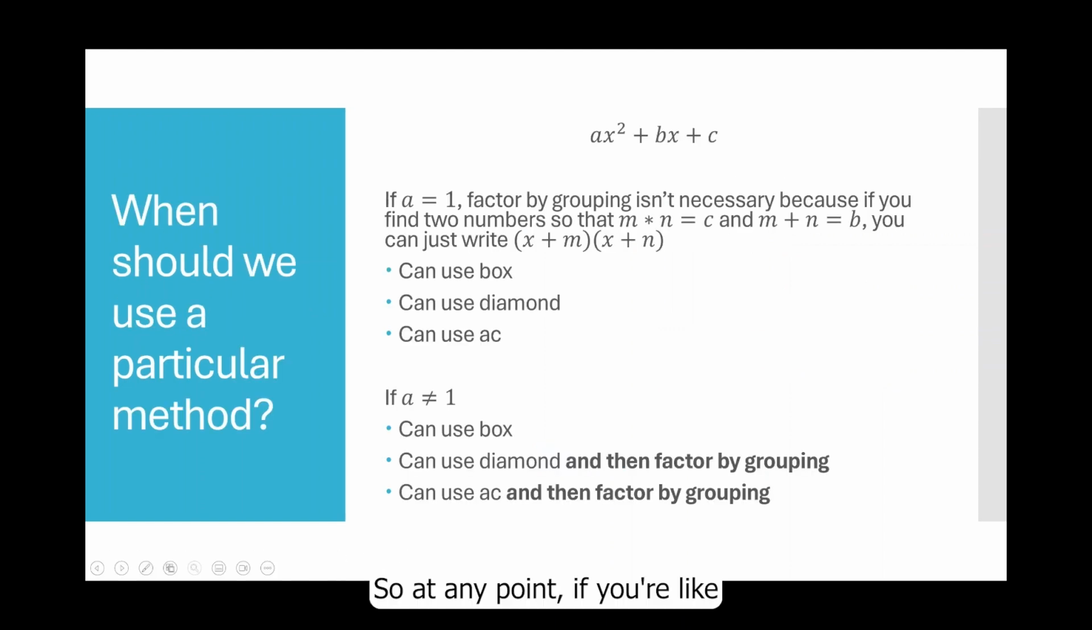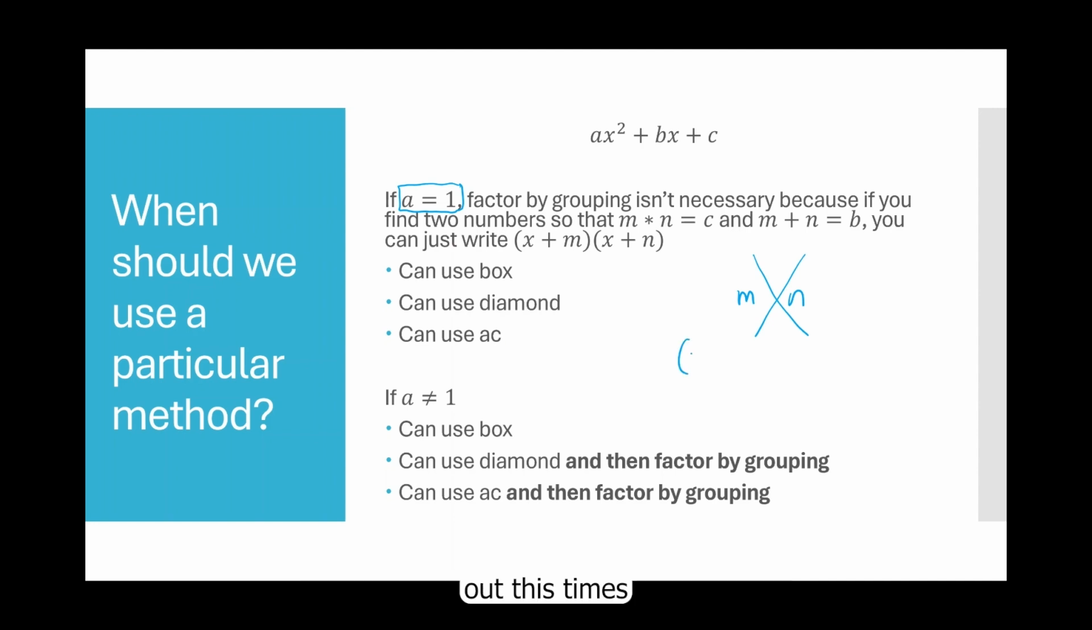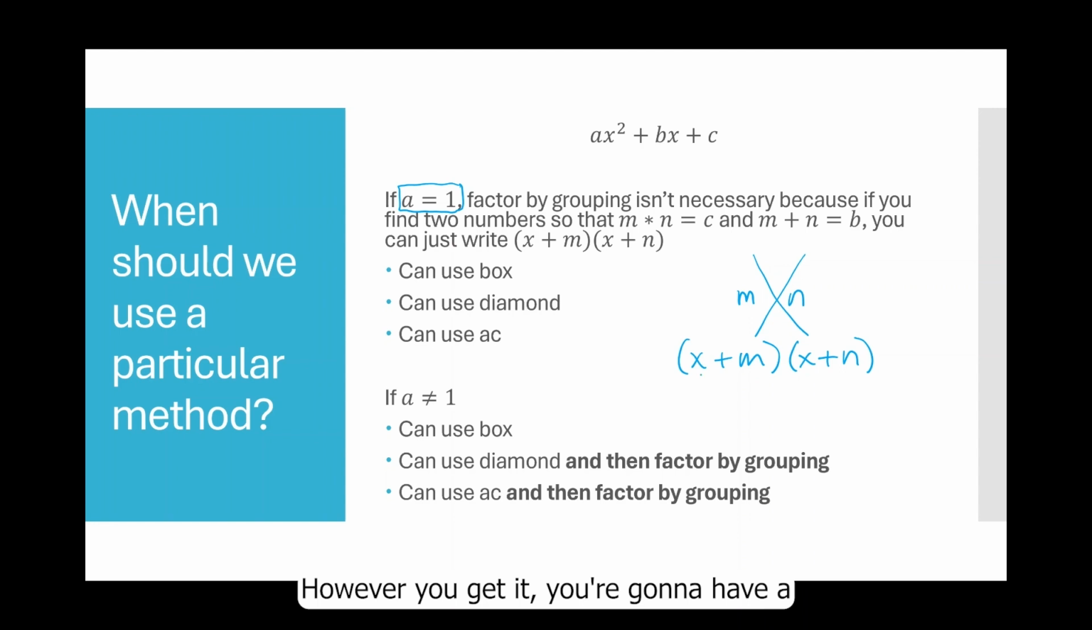So at any point, if you're not sure what method to use, you can always use whatever method you want, to be clear. But when your A equals 1, the box or the diamond or the AC are always going to give you these 2 numbers, and then you're going to write out this times this, right? However you get it, you're going to have a leading x term. It's not going to be a 2x, a 3x, whatever.